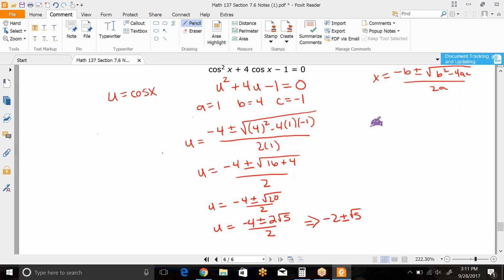Now let's talk about what we just discovered. So remember, u is cosine x. So that really means that cosine x equals these two solutions. So let's write that down.